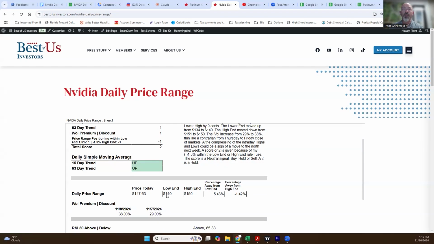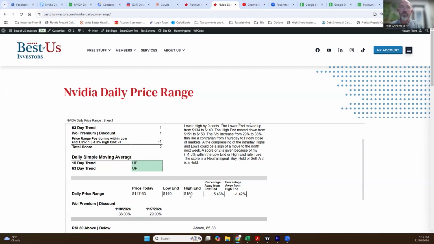So when it gets that close, that is potentially a buying opportunity. If it gets close to the high end, which as we see here on Friday, it closed at $147.63, or just below the high end of $150 with a negative 1.42%, then that is bearish.